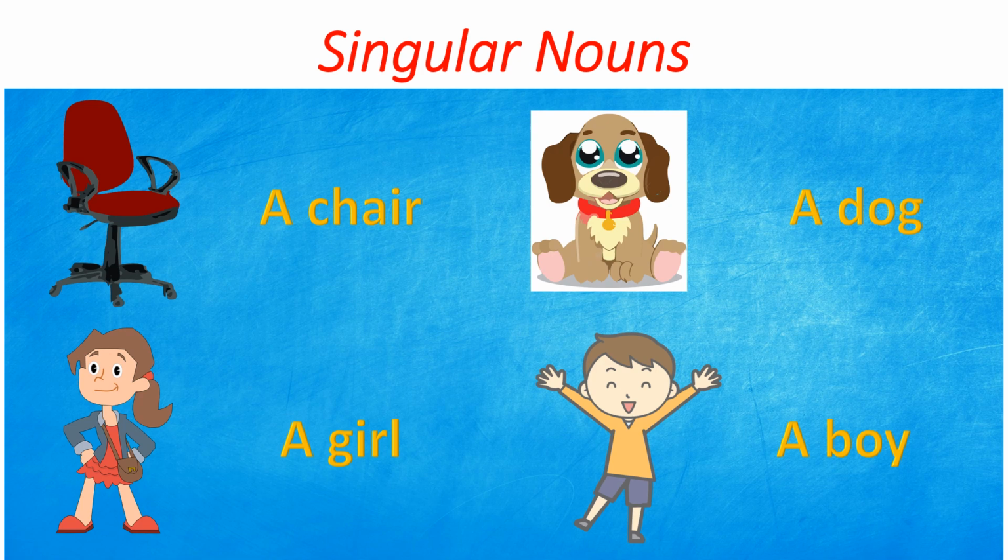So children, when you speak about one person or thing or an animal, that is known as a singular noun. Remember, when you speak about only one, then it becomes a singular noun.